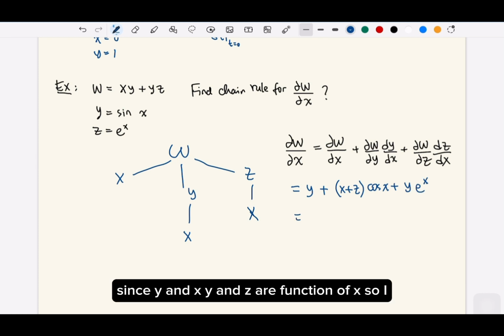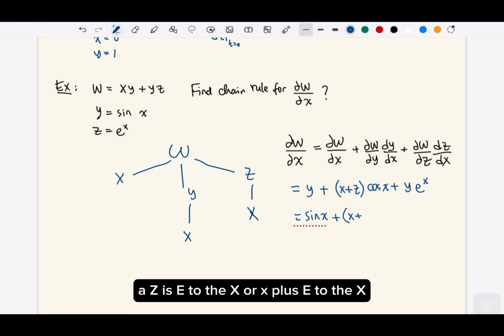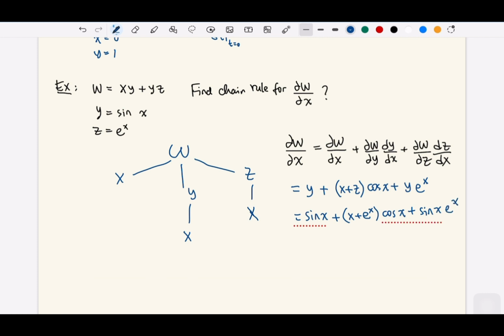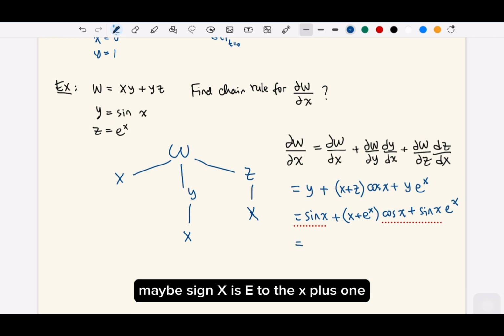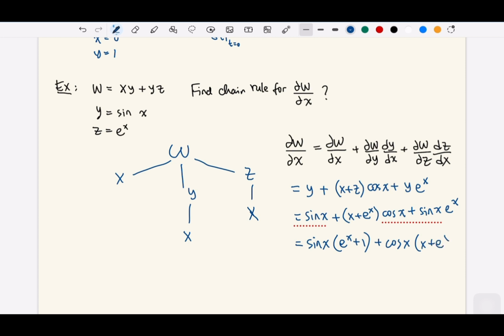Since y and z are functions of x, I think it's better to represent everything in the variable x. So y is sine x, right? Plus, z is e to the x, so (x plus e to the x) times cosine x, plus sine x times e to the x. Or if you want, maybe sine x times (e to the x plus 1) plus cosine x times (x plus e to the x). This is ∂w/∂x.